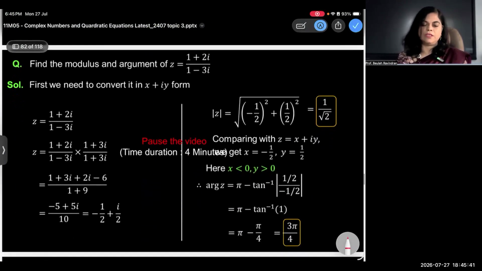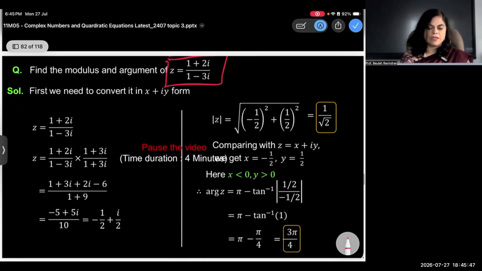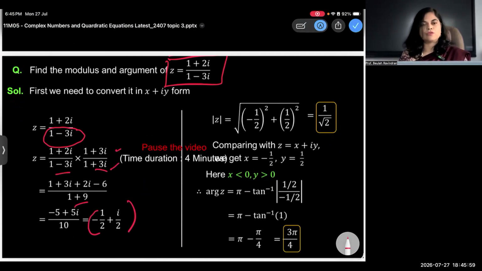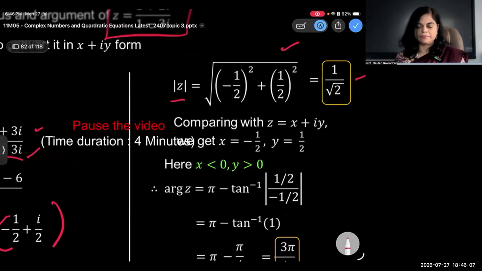Then the modulus and argument of Z is given. It is like an a by b form. So here, definitely you should not have any imaginary number in the denominator. Multiply with the conjugate. You will get this. Then after that, you know how to write it. It is the usual method of using the conjugate. After simplifying this, you have to find the modulus. So this is what you are doing.